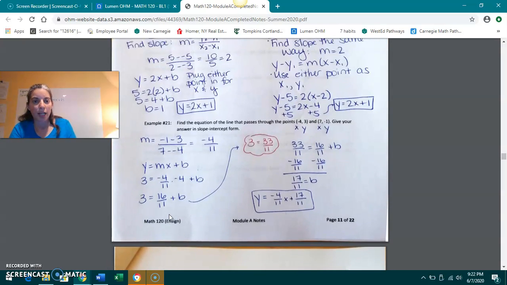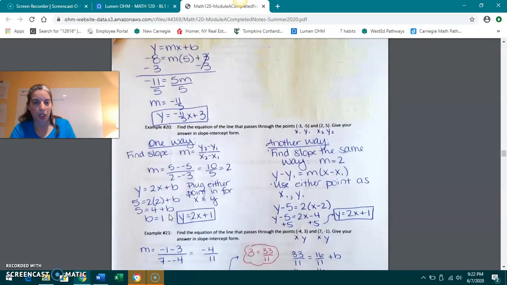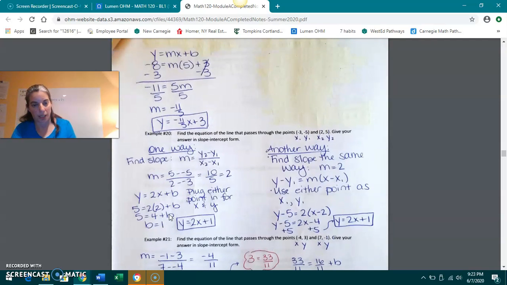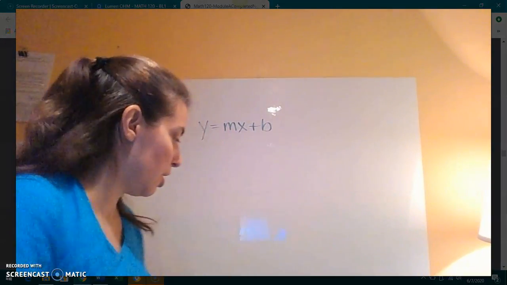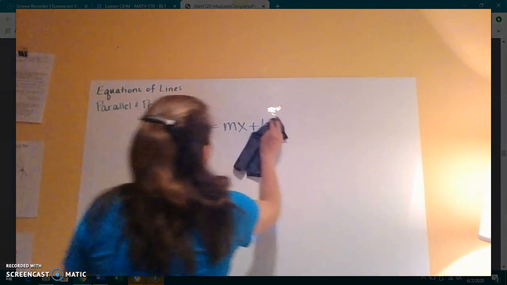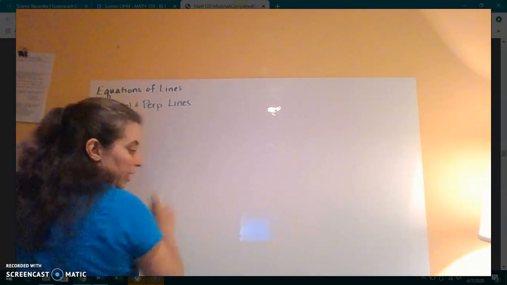Okay, so let's go here to example 20. I'm asked for a couple of these to find the equation of a line that passes through certain points, (-3, -5) and (2, 5). So let me switch over to the whiteboard so we can take a look at this. So it's (-3, -5) and (2, 5). Those are our points. Let me get a better pen here.